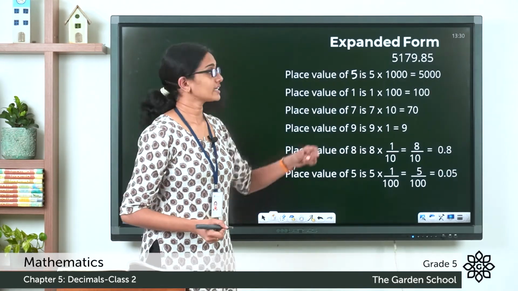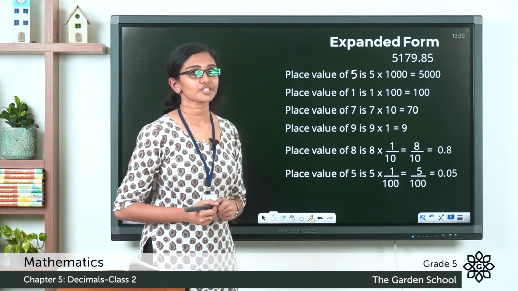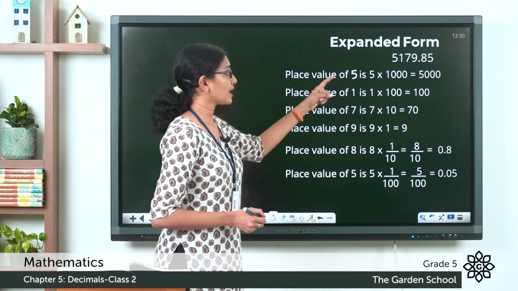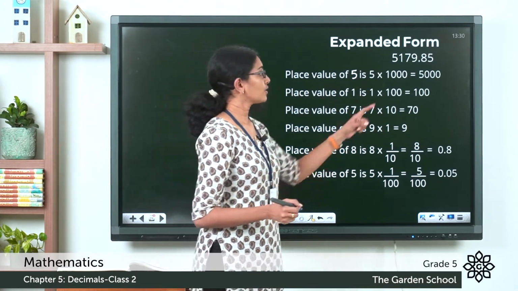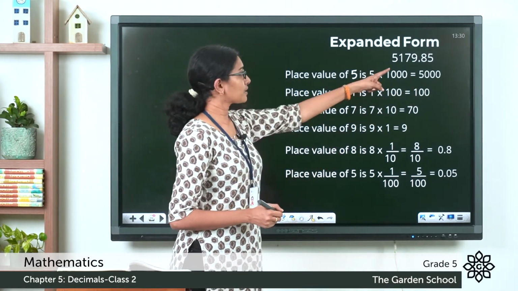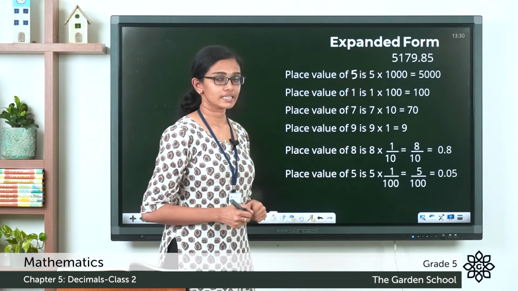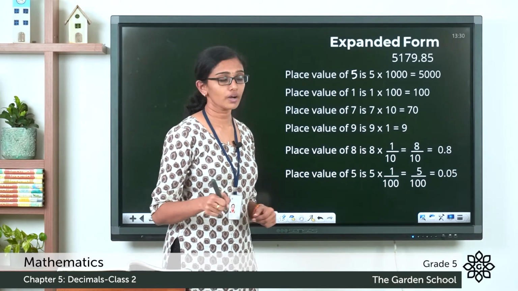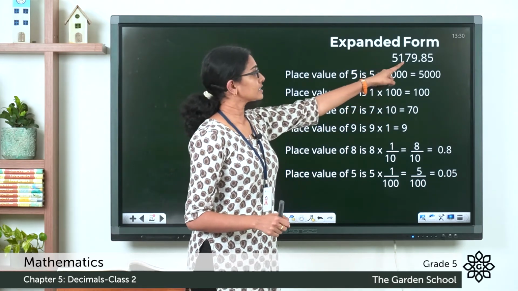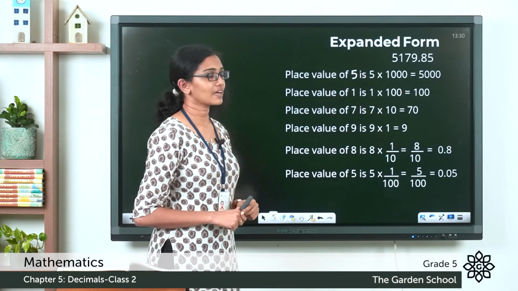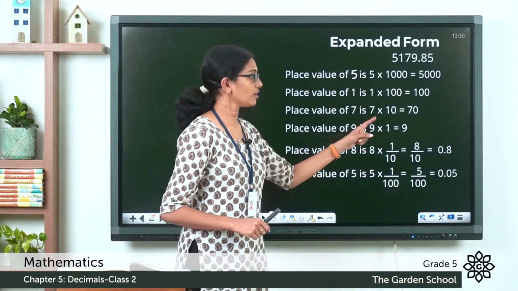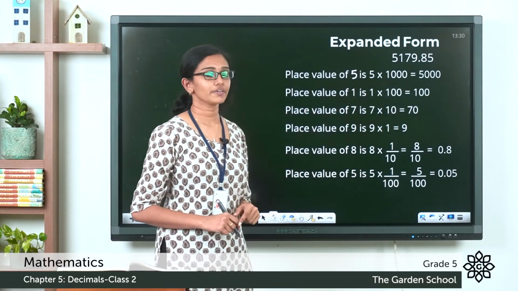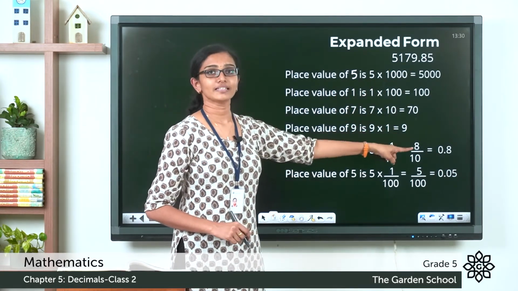Now let's see the place value of each of these digits. The digit 5 here is in the thousands place. So what is the place value of 5? The place value of 5 is equal to 5 into 1000 or 5000. And what about the place value of 1? 1 is in hundreds place. So the place value of 1 here is 1 hundred or 100. And 7 is in tens place. So the place value is 7 tens or 70. 9 is in ones place. So the place value is 9 ones or 9.